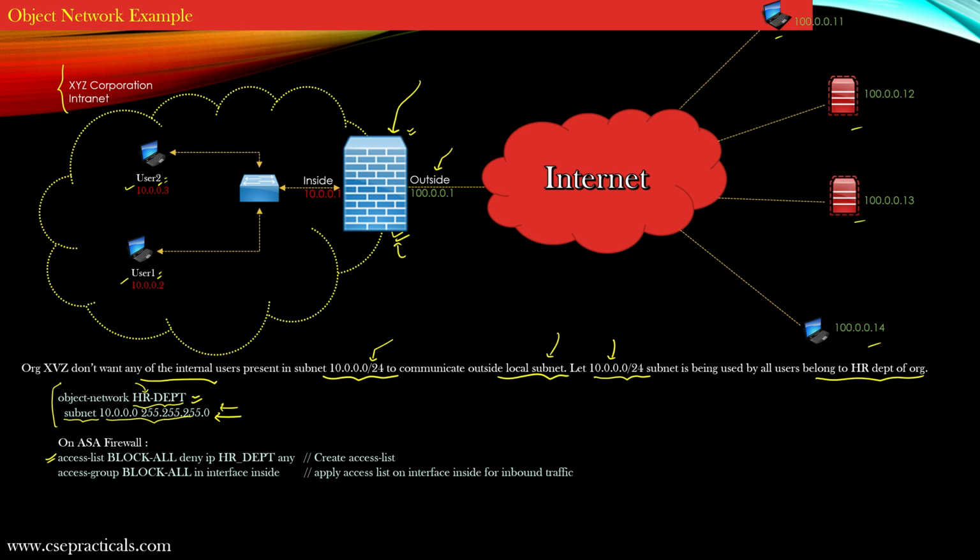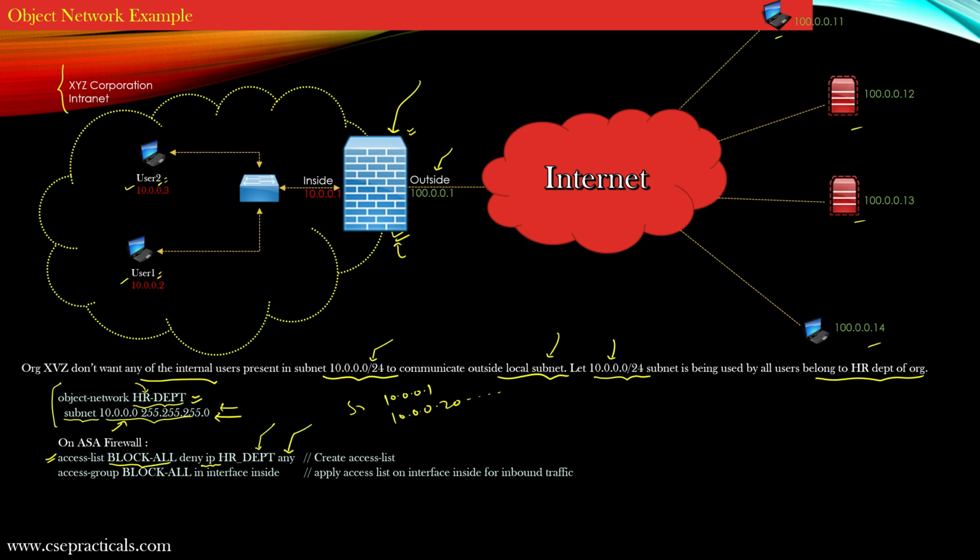So here the user is creating an access list and giving a meaningful name to this access list, called block all. It can be any string. And he is saying that any packet which is an IPv4 packet whose source address belongs to this HR department subnet. So the source address could be any address which belongs to this subnet range. It could be 10.0.0.1, it could be 10.0.0.20, and so on.